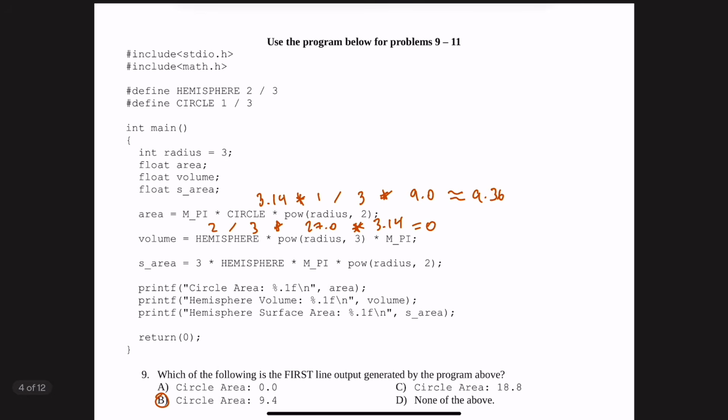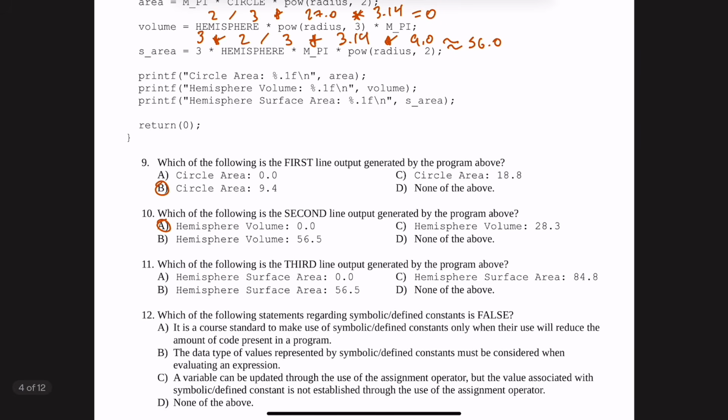Then for question 11, we have 3 times hemisphere, 2 divided by 3 times mpi times radius squared. Well, we have 3 times 2 is 6. 6 divided by 3 is 2. 2 times 3.14 is 6.28. And 6.28 times 9.0 is going to be roughly 55, 56. We'll call it 56. Looking at our answer choices, looks like B is our correct answer.